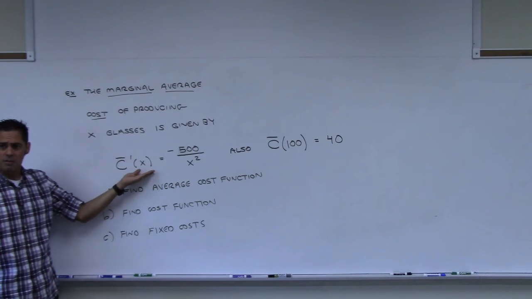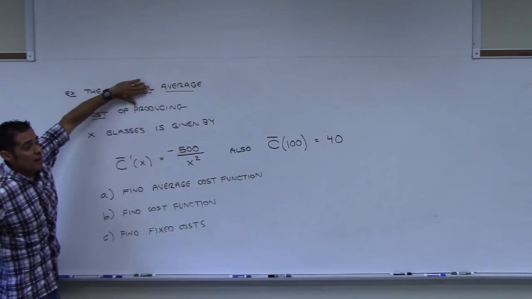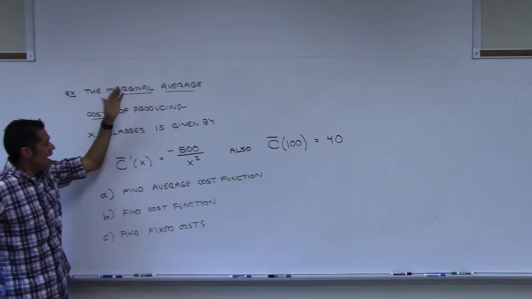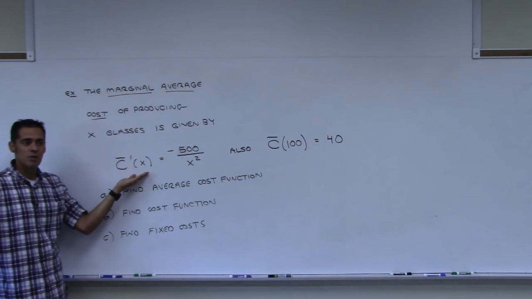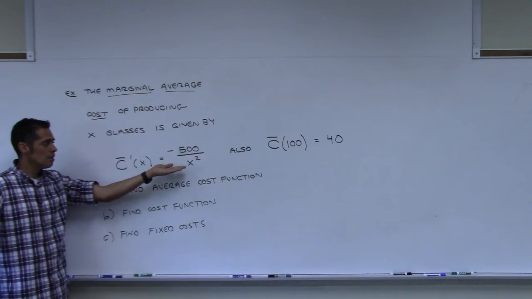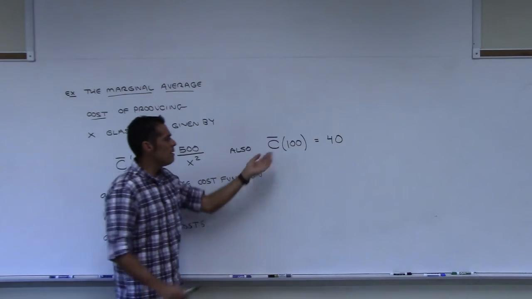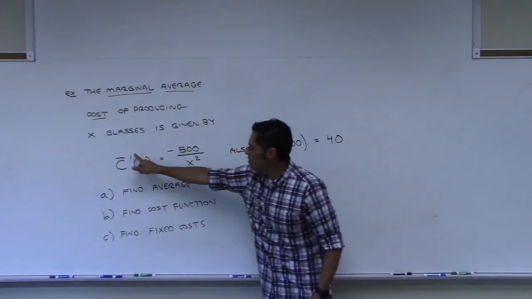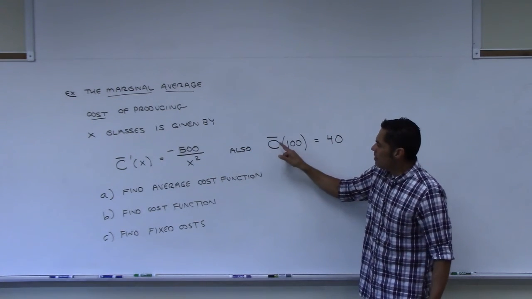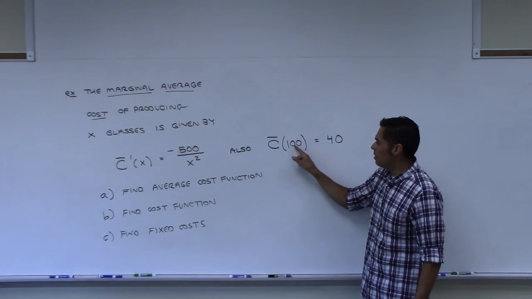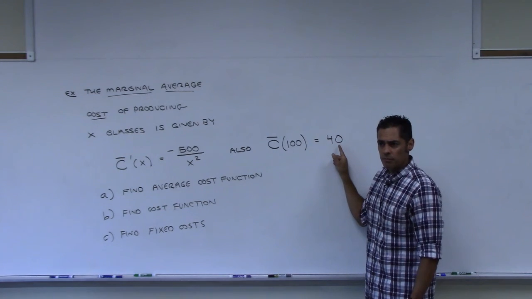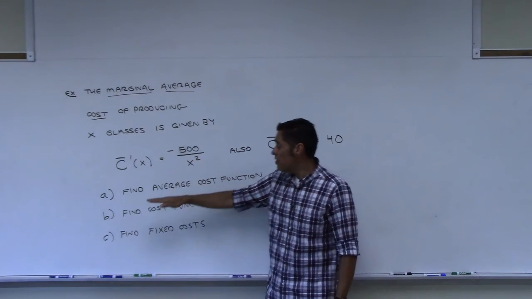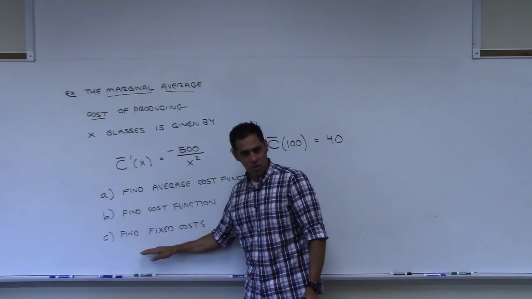Does that make sense? If that marginal wasn't there, then this would be the average cost function. But because it says marginal, it means, hey, look, we're looking at the derivative of the average cost function. There it is. And then they also give you some information about the average cost function, not the derivative of it. See the derivative symbol? The average cost function at 100 is 40. All right. We need to find the average cost function, then the cost function, then the fixed costs.